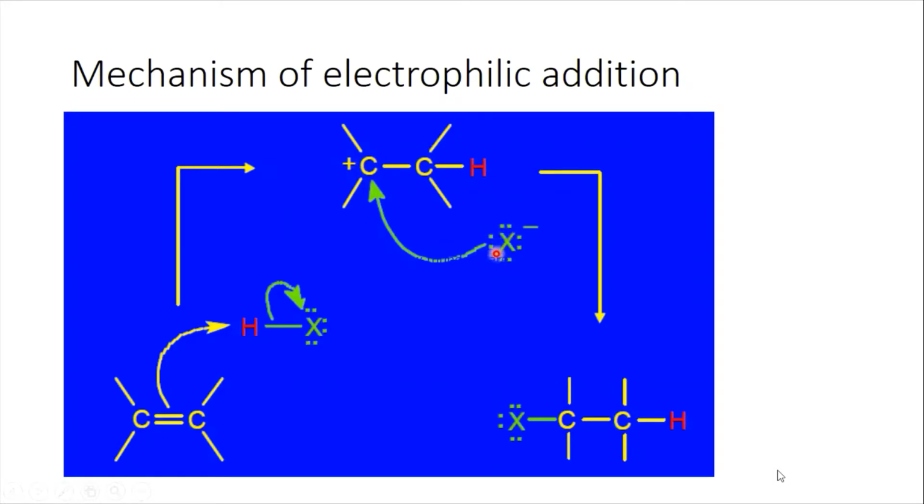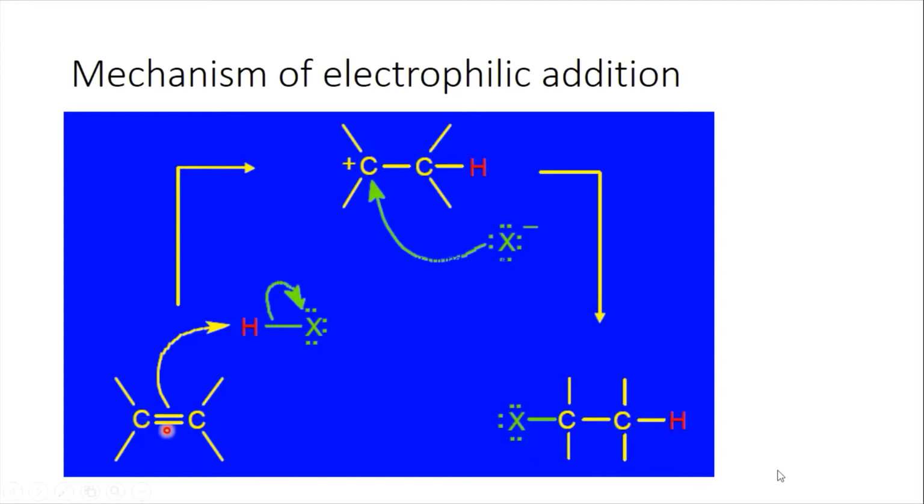This electronegative ion is rich in electrons, so it has a partial negative charge, so it goes on to bond with this atom. So the result is this saturated addition compound or product. So this is the basic mechanism of electrophilic addition reaction.